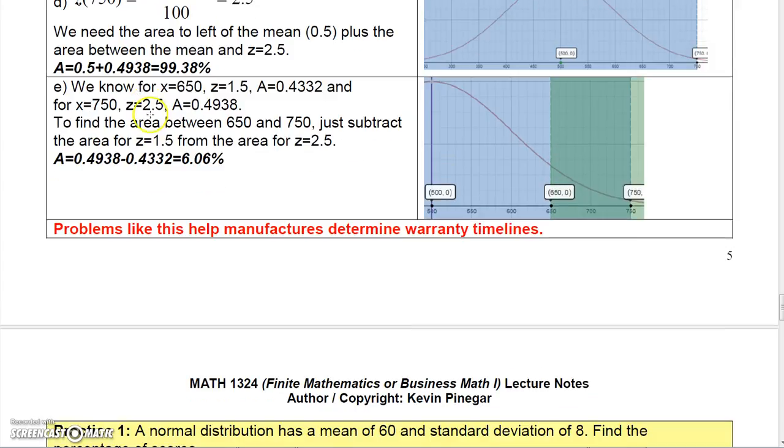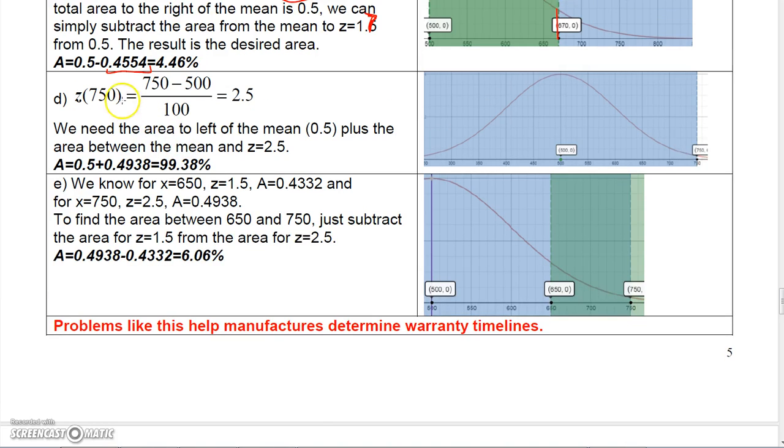And then the next one wants less than 750. If I want less than 750, I can plug in 750, which gives a Z-score of 2.5. So less than 750, that would be this picture here. I want everything to the left of 750. What I can do is find the area between the mean and 750, and then add the area to the left of it, which is 0.5, and that'll give me the entire area.